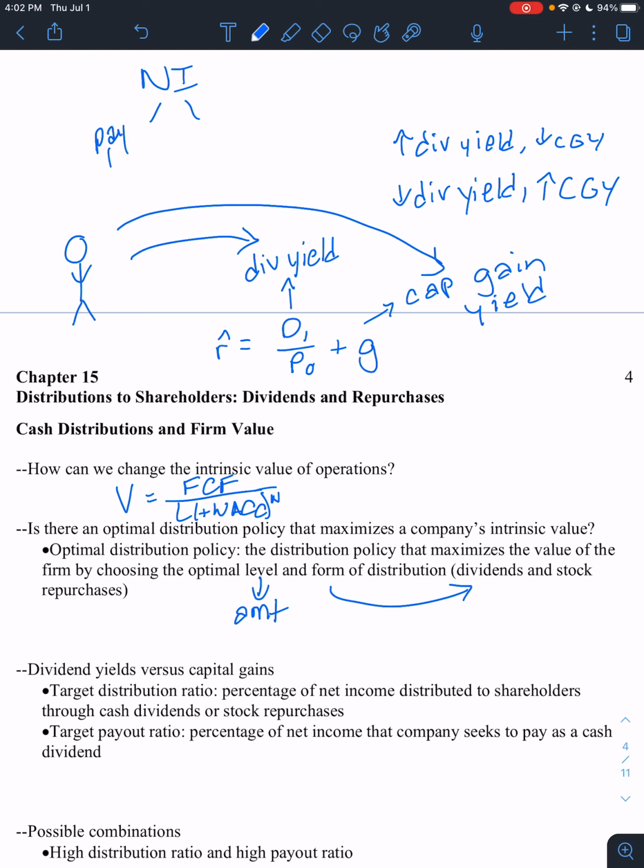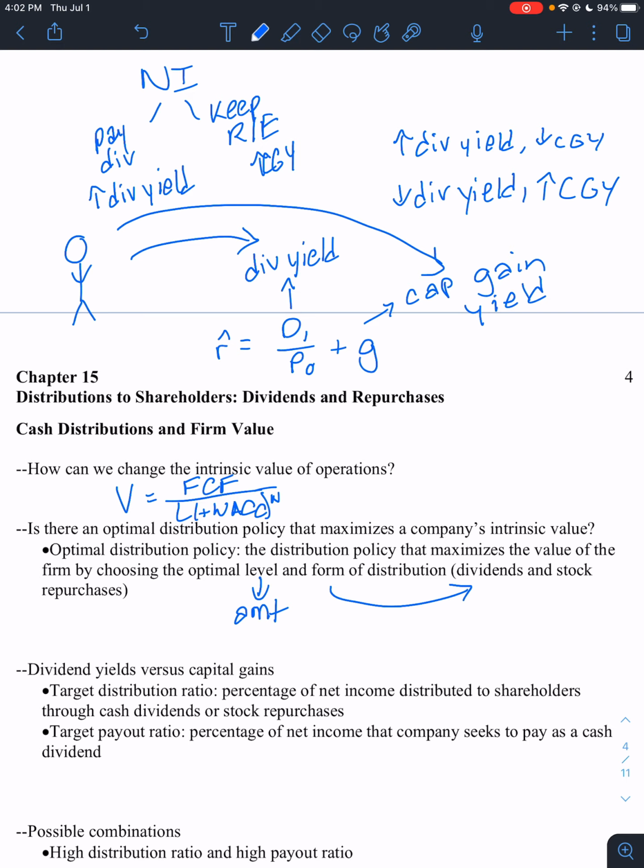I can pay dividends. That's going to give me a high dividend yield. Or alternatively, I can keep it as retained earnings, with the idea being that the firm keeps the retained earnings to do what? To grow. And by growing, the stock price should go up, which results in a high capital gain yield. All right, I can't have a lot of both.